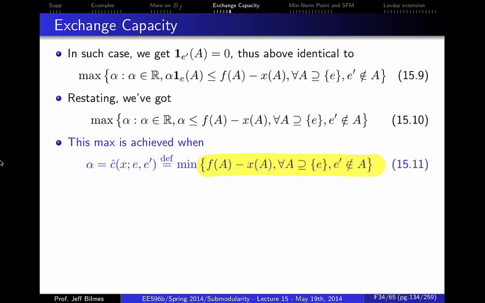You could define a submodular function where you forcibly include E in the ground set, remove it from the ground set, and forcibly add all valuations to have E, and then just remove E prime from the ground set. That's still unconstrained submodular function minimization. And that's the thing that gives us this value alpha, which is the exchange capacity.